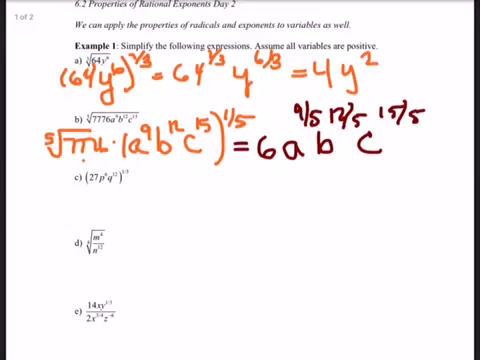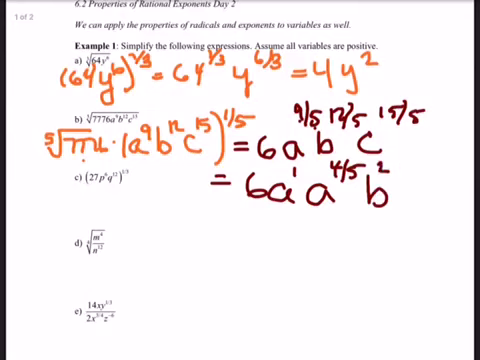So how I'm going to simplify this is I'm going to pull out as many whole a's as I can, as many whole b's as I can, and as many whole c's as I can. Whatever's left will go back under the root. So in this case, I've got 6. 5 goes into 9 one full time, so I've got a to the 1st, and I'm left with 4 a's. Now when I do b, 5 goes into 12 twice, and that leaves me with 2 left over, and 5 goes into 15 3 whole times with nothing left over.